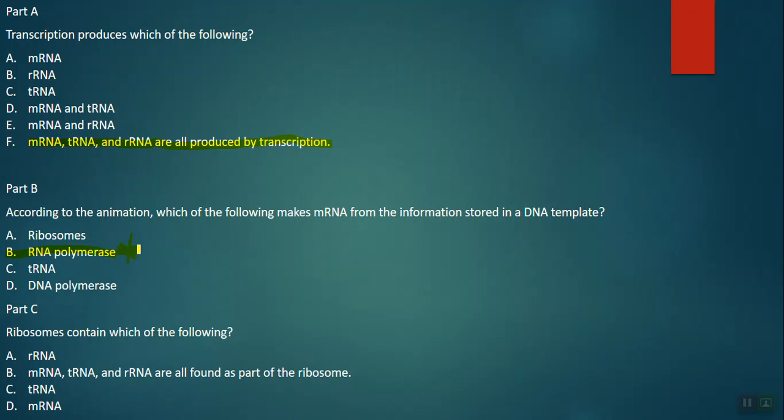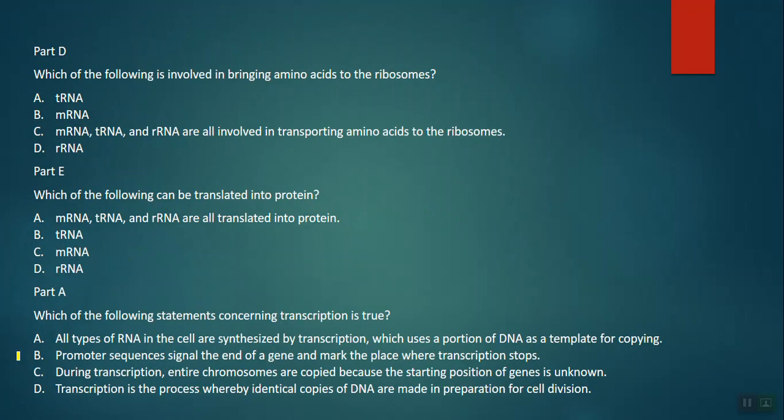So this would be RNA polymerase instead of DNA polymerase because we're making messenger RNA. If the question had been asking you how do you make a duplicate strand of DNA, then we would have gone with the DNA polymerase. All right, moving on to letter C here. Ribosomes contain which of the following? And the R in the rRNA stands for ribosomal RNA. So letter A is our best answer for that one.